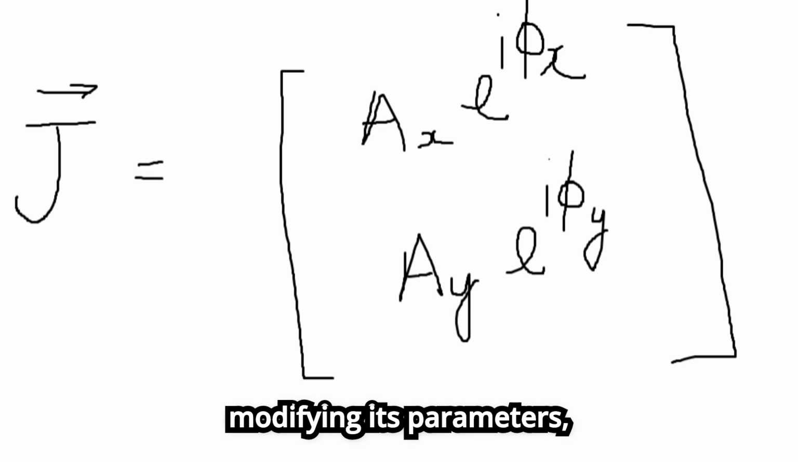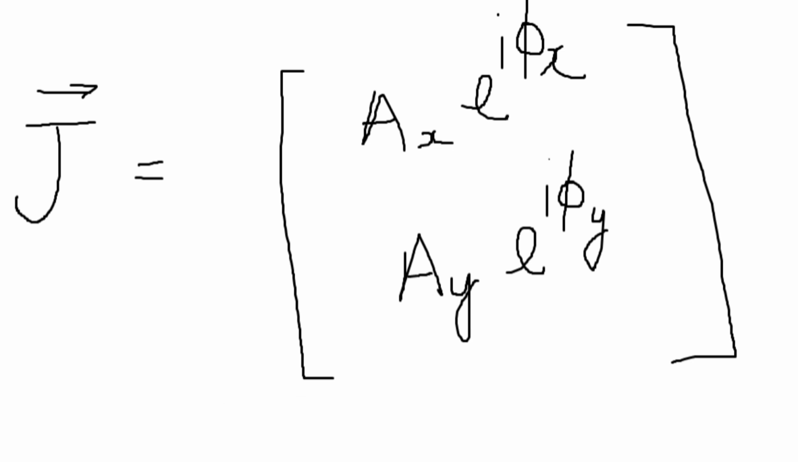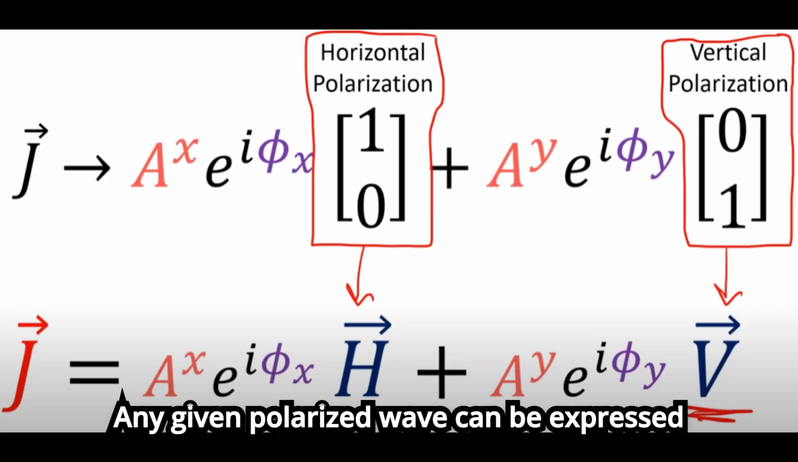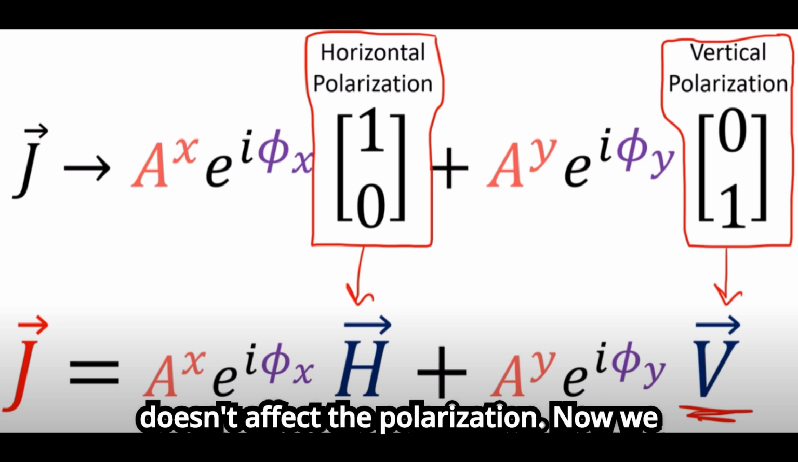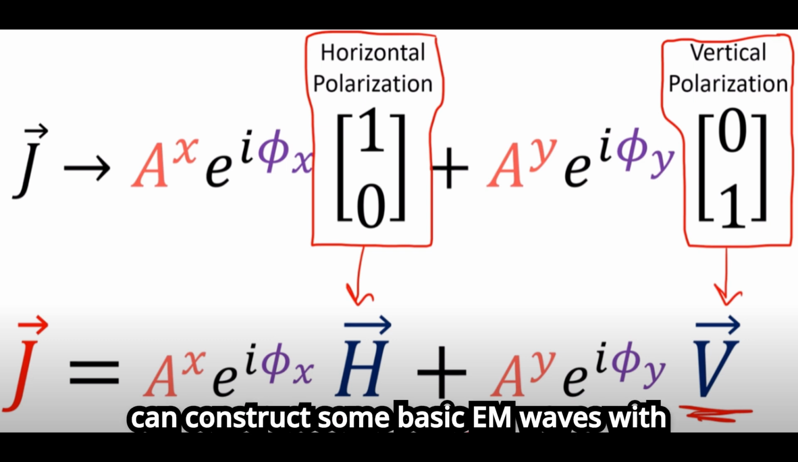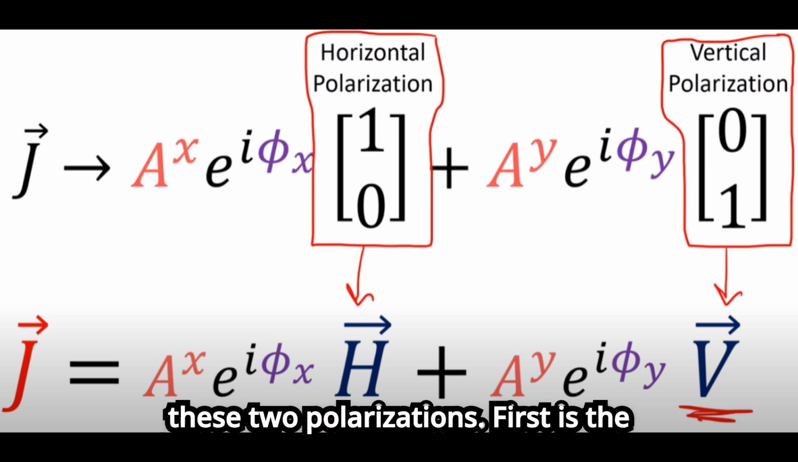By modifying its parameters, we can represent any polarization. Any given polarized wave can be expressed as a sum of horizontally and vertically polarized waves, h and v. We can ignore the phase and amplitude because this doesn't affect the polarization. Now we can construct some basic EM waves with these two polarizations.